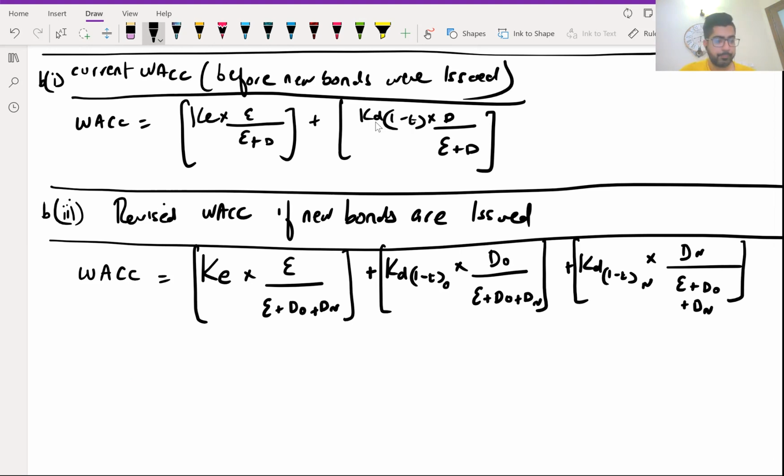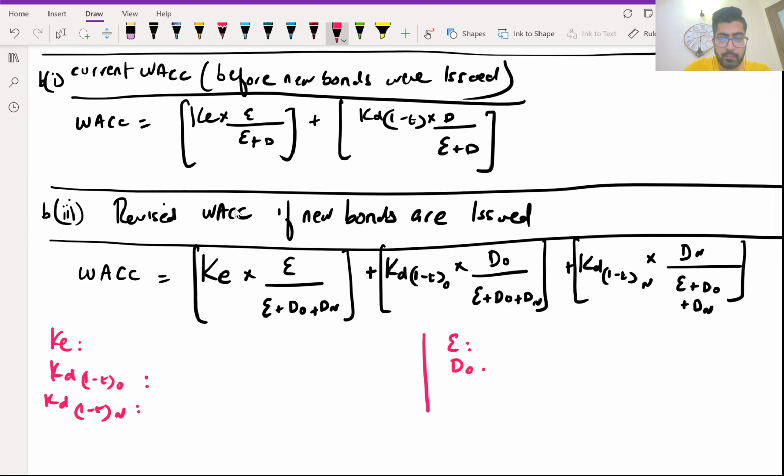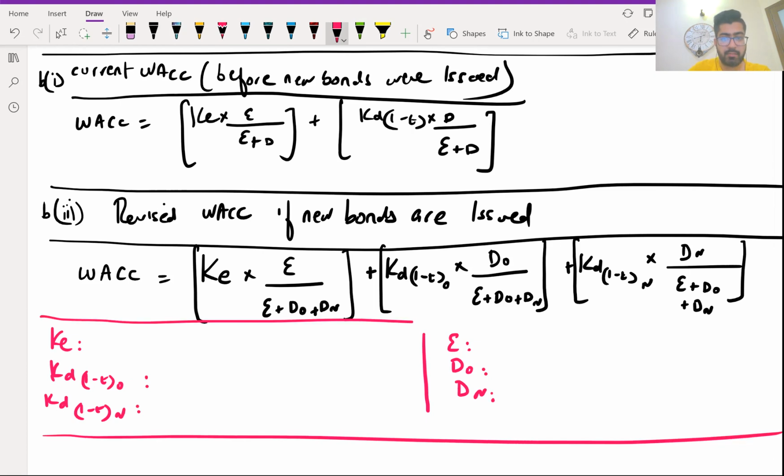So if new bonds are issued, the WACC would be KE, KD old, KD new on the respective proportions. This means you must be able to find 6 things now to find the WACC. That is KE, KD(1 minus T) old, KD(1 minus T) new, E, DO, the market value of old debt, and DN, the market value of new debt. Once you have these 6 things, you can then find WACC.